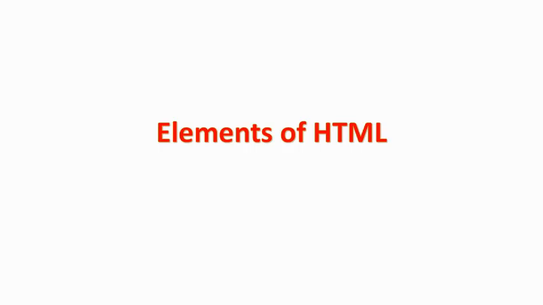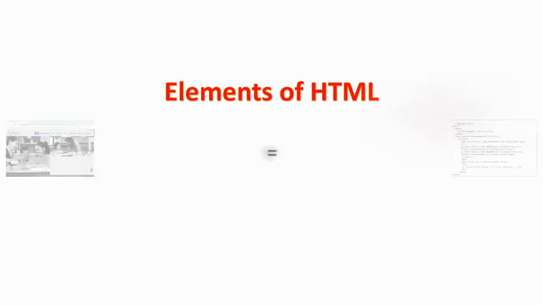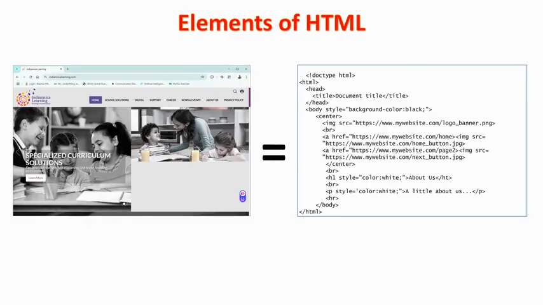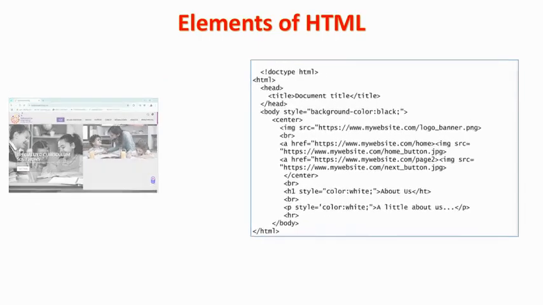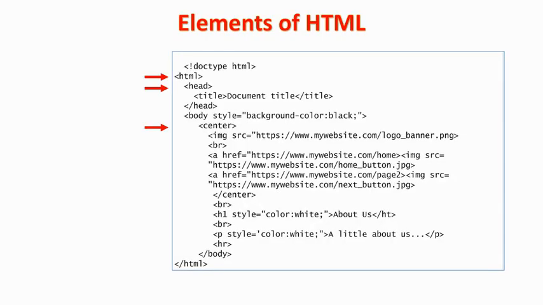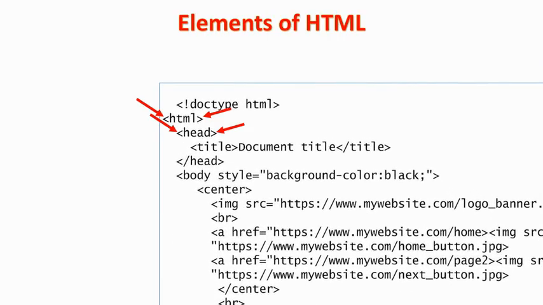Elements of HTML. Web pages in HTML are created using HTML code. These codes have various elements, which are generally called tags and attributes. Let us learn about them. Tags. These are instructions that tell the browser how to display the content. Each tag has a different purpose. Tags are written within angular brackets. There are two types of tags.